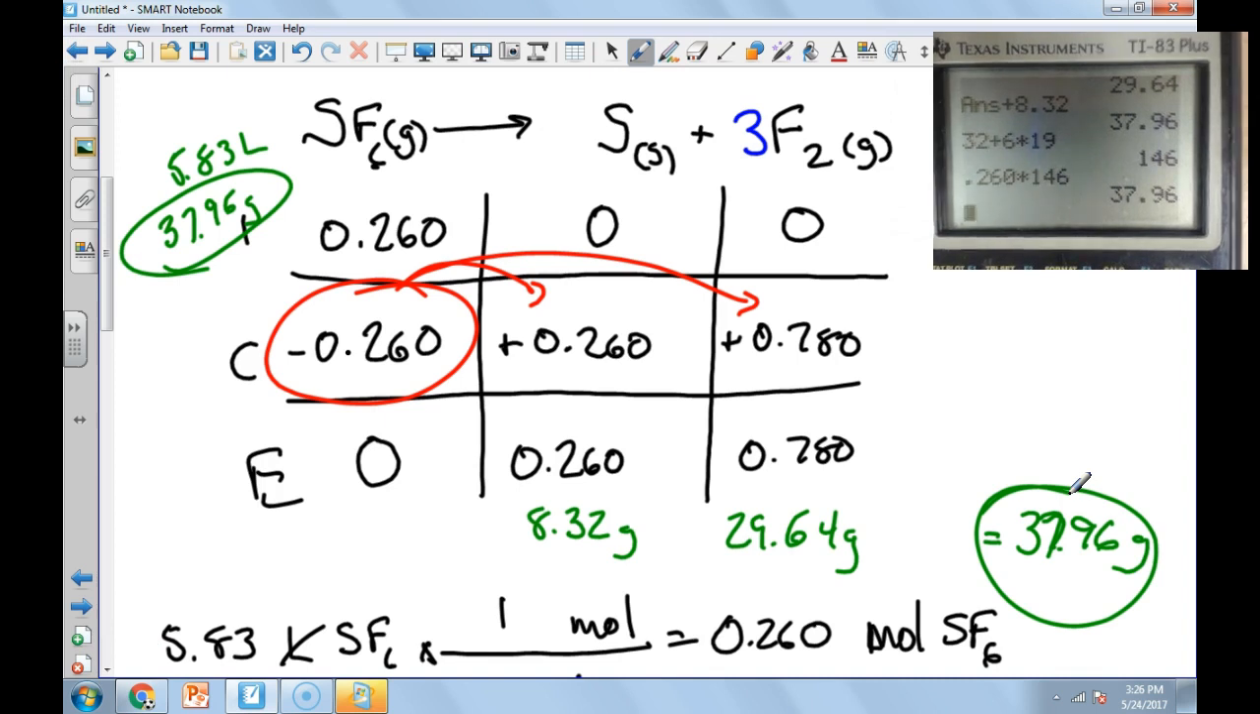There's probably no way, if you do it wrong, that you're going to accidentally or coincidentally get the law of conservation of mass to work out. Even if you balance it wrong, it's just not going to work out correctly. So there it is. That is how to do problem number 2, and have a great day.